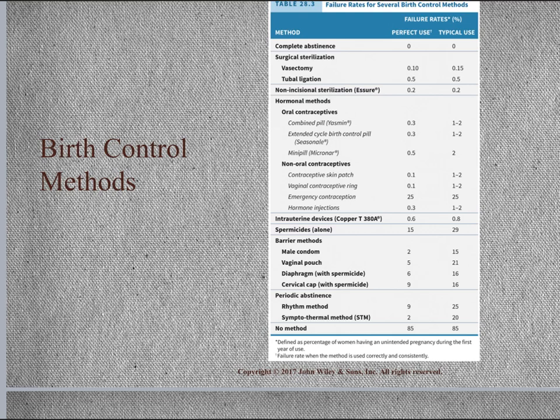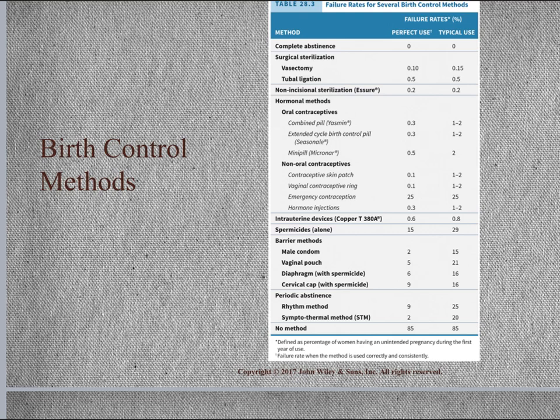These are surgical sterilizations. You look at hormonal contraceptives, combined pill like Yasmin, like Cizanodol, like Micronar, right? Or Ortho Tri-Cyclen, any Ortho Tri-Cyclen derivative. Perfect use 0.3, typical use 1.2. Non-oral contraceptives like the patch, like NuvaRing, emergency contraceptive Plan B, hormone injections. We see perfect use can vary from typical use. And for emergency contraceptive, it is a pill swallow format, so the failure rate is about 25% regardless of perfect or typical use.